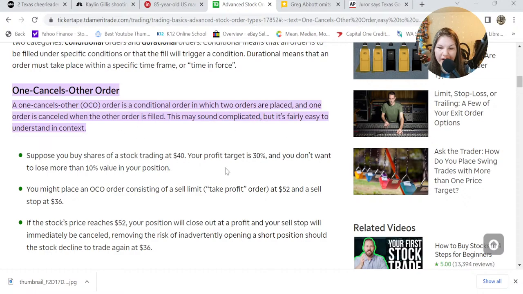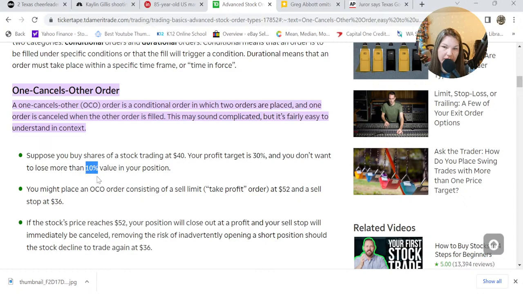Suppose you buy shares of a stock trading at $40. Your profit target is 30%, and you don't want to lose more than 10% value in your position. Risk management, guys. You don't want to lose more than 10%, and your profit target is 30% of that. So you might place an OCO order consisting of a sell limit and take profit at $52 and a sell stop at $36. So you see at 52, guys, they traded at 40. At $52, which would be a 30% profit, if you get that share up to $52 from 40, your profit is 30%. And if you sell at $36, you won't lose more than 10%.